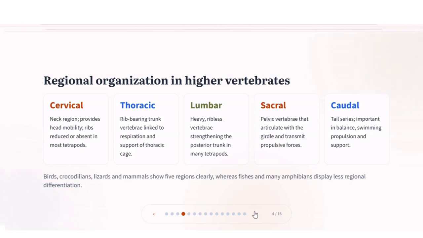Sacral vertebrae are the pelvic vertebrae that articulate with the girdle and transmit propulsive forces. Coccyx, also called the caudal tail series, is important in balance, swimming, and propulsion. In birds, crocodiles, lizards, and mammals, these show 5 regions clearly, whereas in fishes and many amphibians, they display less regional differentiation.